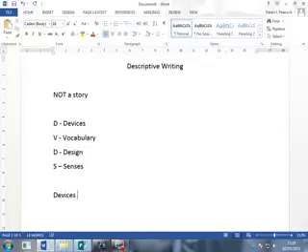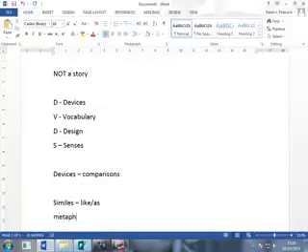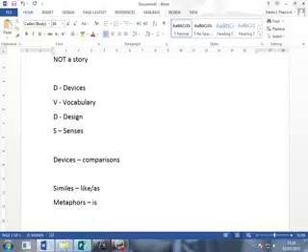The easiest way to remember this is to think that devices are comparisons. By comparing one thing to another, you combine the qualities of each, and therefore, whatever it is that you're describing becomes easier to understand. In literary terms, the most common devices are similes, which use like or as in their comparison, metaphors, where you say that one thing is so much like another that it is the same thing, and personification, where you compare something to a human.